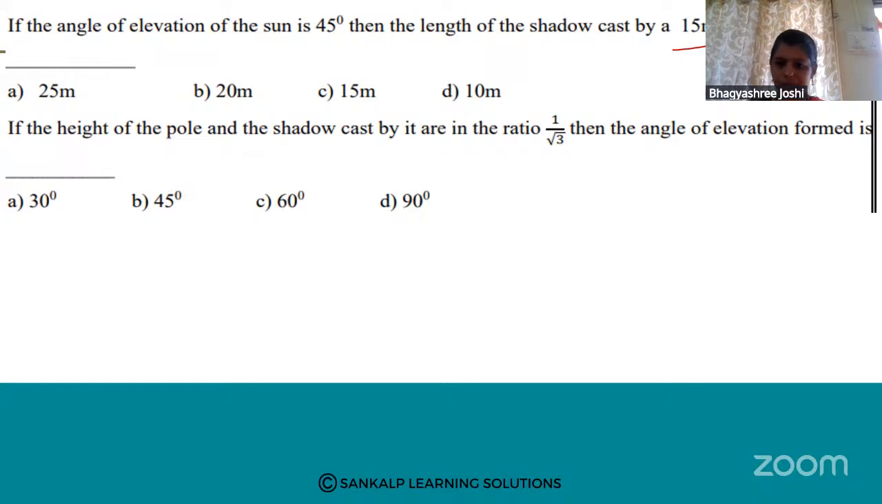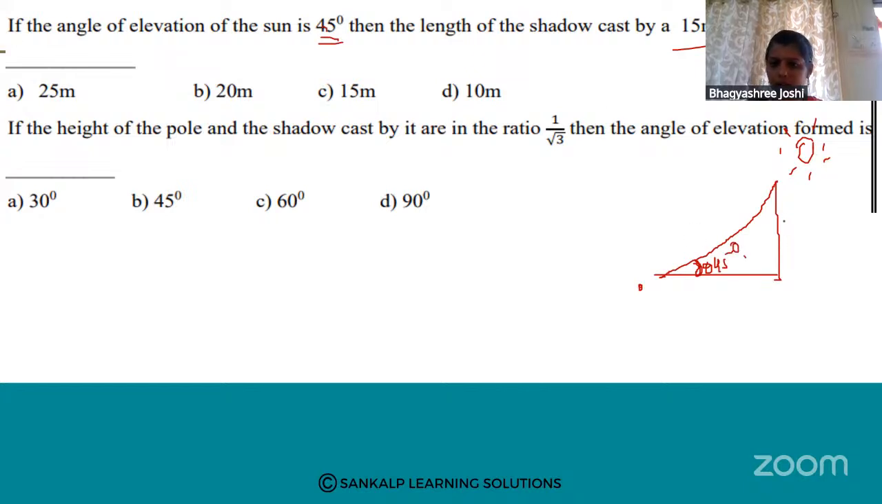Next. See, this is the height of the building, and the angle of elevation of the sun. See, the sun is here and you are standing here looking towards the sun. That means here it makes an angle of elevation theta. Yes or no? Theta is 45 degree here.